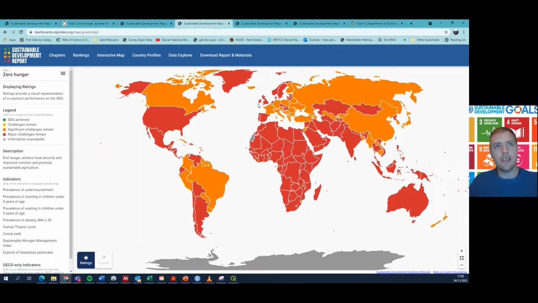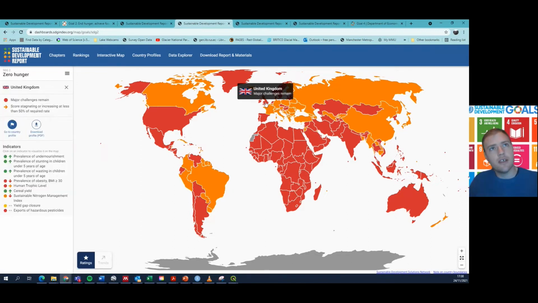And so we can click on countries. So if we click on the United Kingdom, we can have a look at how it's doing on all those different indicators. And that can tell us why we haven't achieved the SDG. So we can see in the UK, prevalence of undernourishment, we've reached that goal, stunting, prevalence of wasting, and cereal yield. So we've got some progress towards the goal, as we'd expect. We do have some hunger in the UK, obviously, but it's a fairly low proportion compared to other countries.